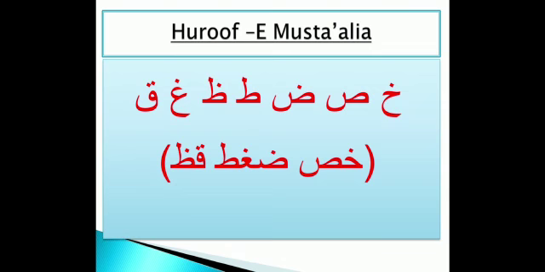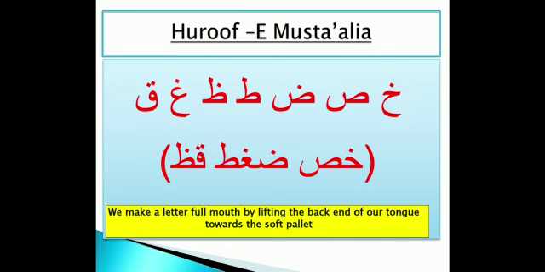Now, how to pronounce the full mouth letters? These full mouth letters are pronounced by lifting the back end of our tongue towards the soft palate. So we have to remember that it has nothing to do with the shape of our mouth, or moving our lips in such a way to pronounce these letters. It is to do with the tongue. By lifting the back end of the tongue towards the soft palate, the full mouth letters will be pronounced correctly.